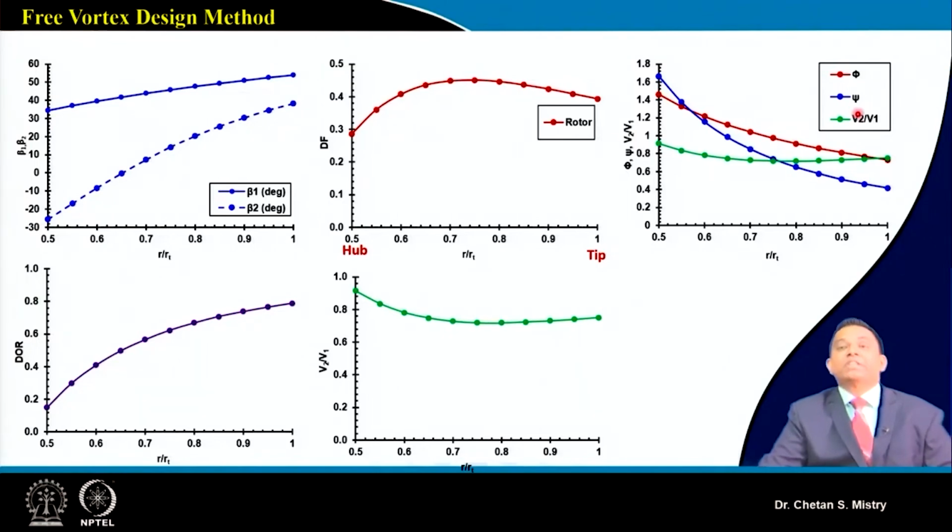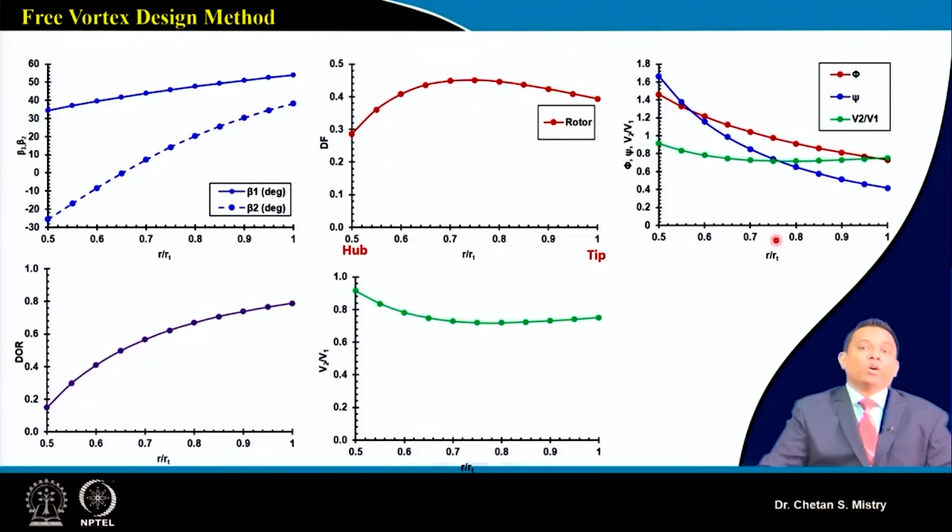This is representing how my flow coefficient is varying along my span, where 0.5 represents the hub and 1 represents my tip location. So this is representing my loading. If we look carefully, we have higher loading near the hub region, and comparatively low loading near the tip region. So this is representing my psi parameter.